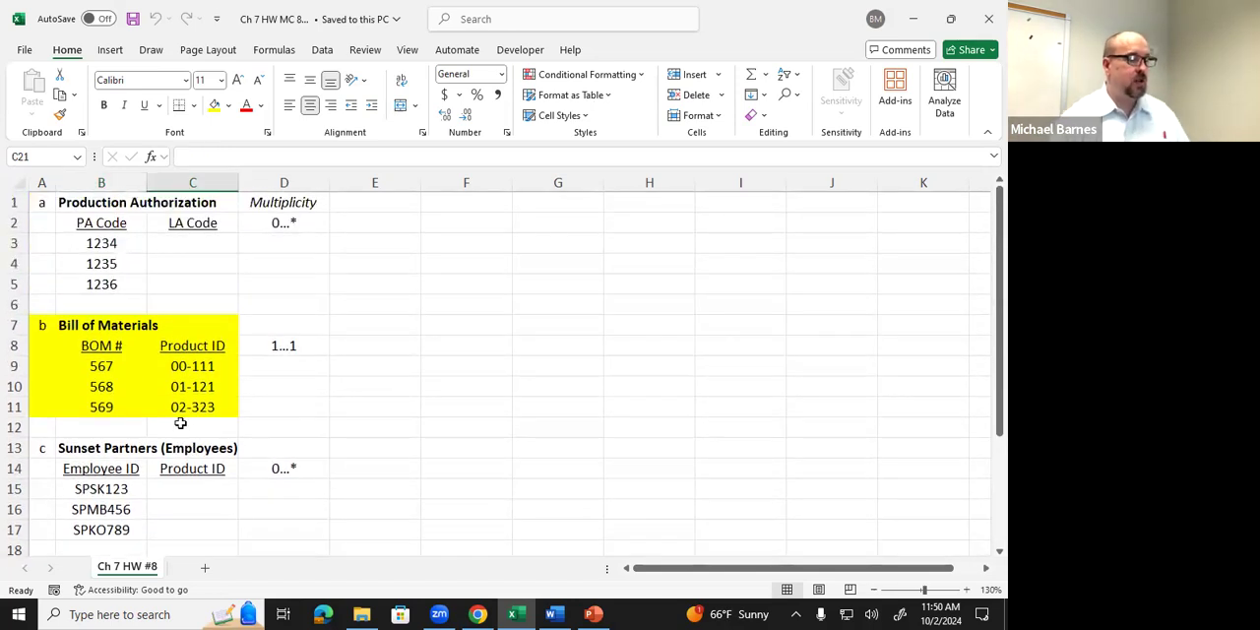The only one that this meets is going to be bill of materials. For every bill of materials, you can have one product and one product alone. That's what it specifies. So bill of materials 567 ships this product ID right here, and that's it. So we can actually use product ID as a foreign key in bill of materials because it meets that multiplicity.